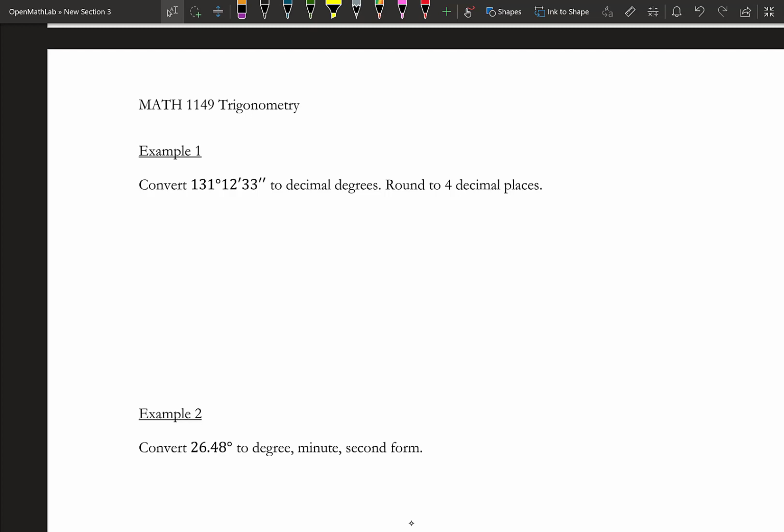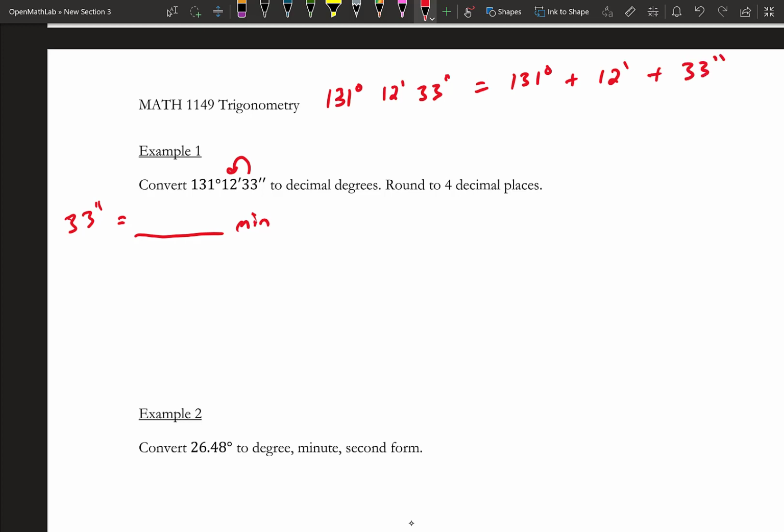I think the easiest thing to do is to start with the seconds and convert that into a decimal part of a minute. So essentially, I want to take 33 seconds, and ask how many minutes this is. I'm thinking about 131 degrees, 12 minutes, and 33 seconds as being equal to 131 degrees plus 12 minutes plus 33 seconds. We can think about it in that fashion. So if I want to convert 33 seconds into minutes, I can just do a conversion like normal.